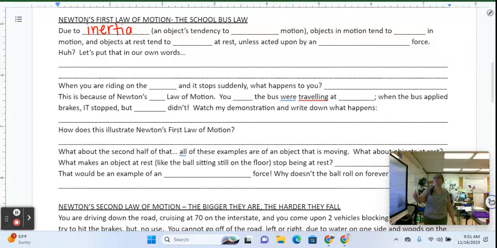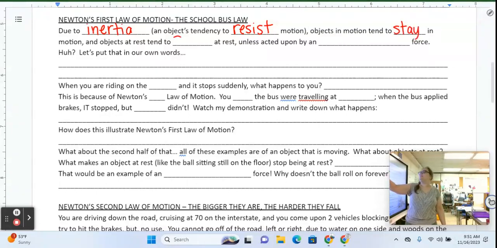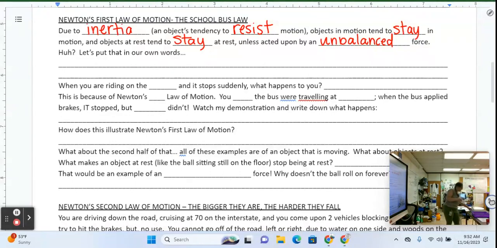Inertia. Inertia is an object's tendency to resist motion. Okay, well, what does that mean? Objects in motion tend to stay in motion. Objects at rest tend to stay at rest unless acted upon by an unbalanced force. An object in motion tends to stay in motion. An object at rest tends to stay at rest unless acted upon by an unbalanced force.